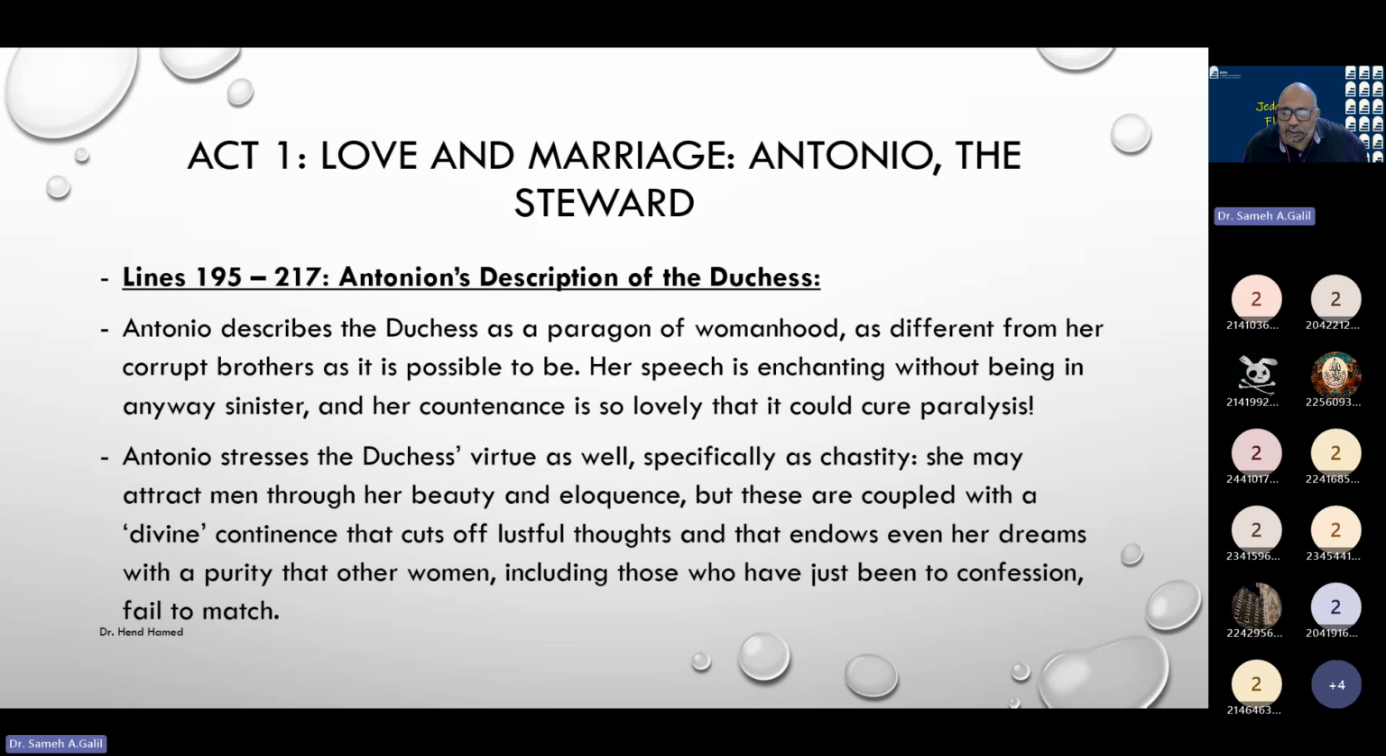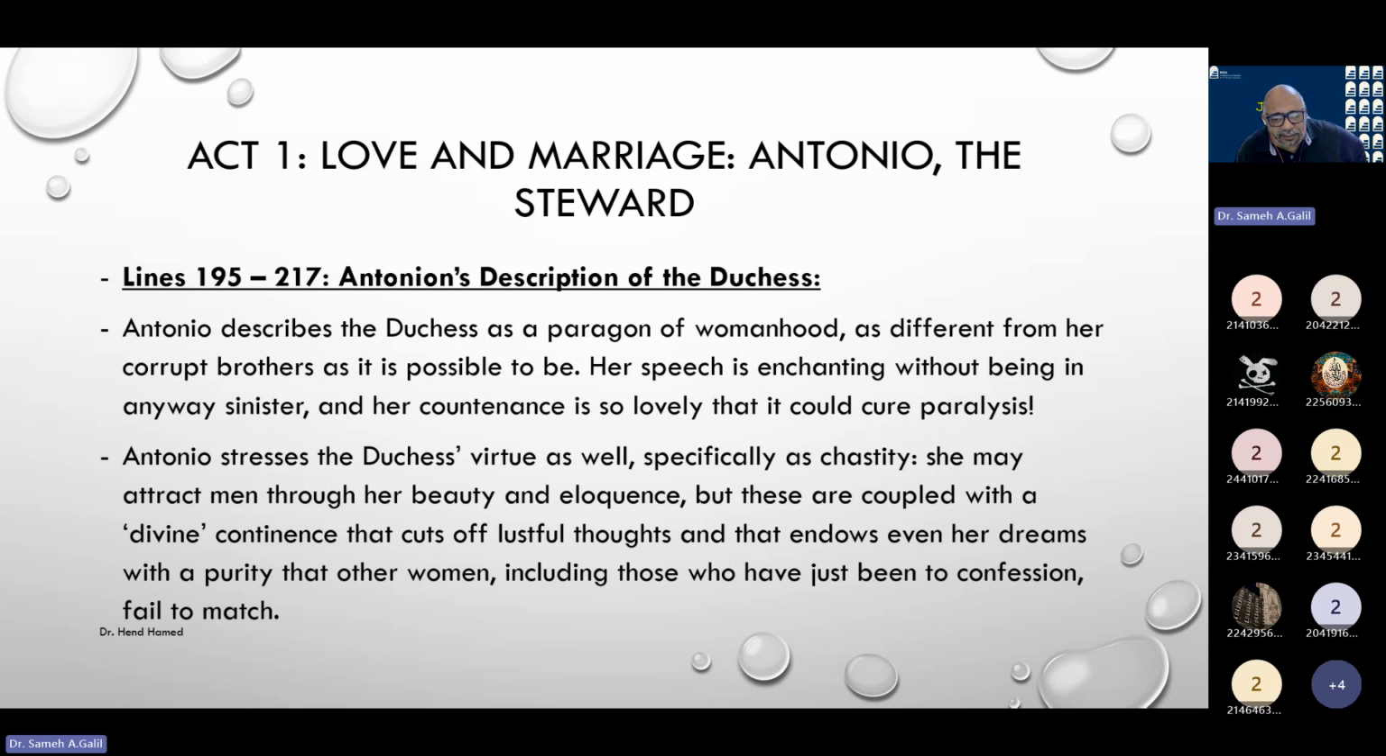He says that her speech is enchanting without being in any way sinister, and her countenance is so lovely that it could cure paralysis. Obviously, this is a bit of exaggeration. He says that when you look at her and you have paralysis, you will be cured. And obviously, he may have been in love with her, but he wouldn't dare to tell her, of course, because of the barriers, the social barriers between them. So he doesn't only talk about her virtues, he also talks about her physical beauty. He also speaks about her chastity.